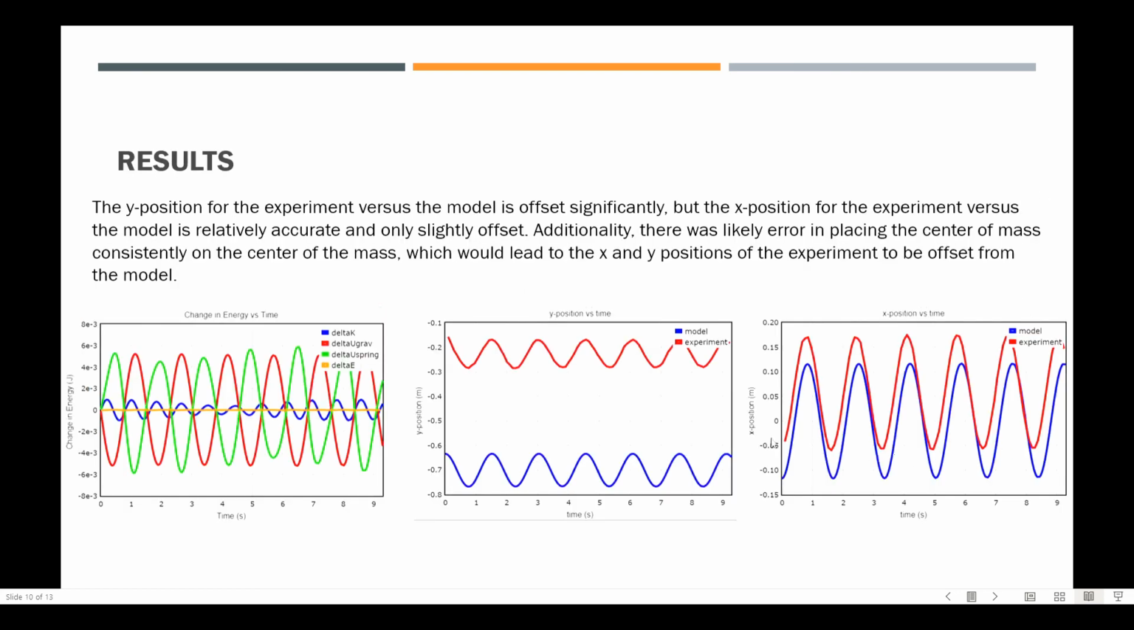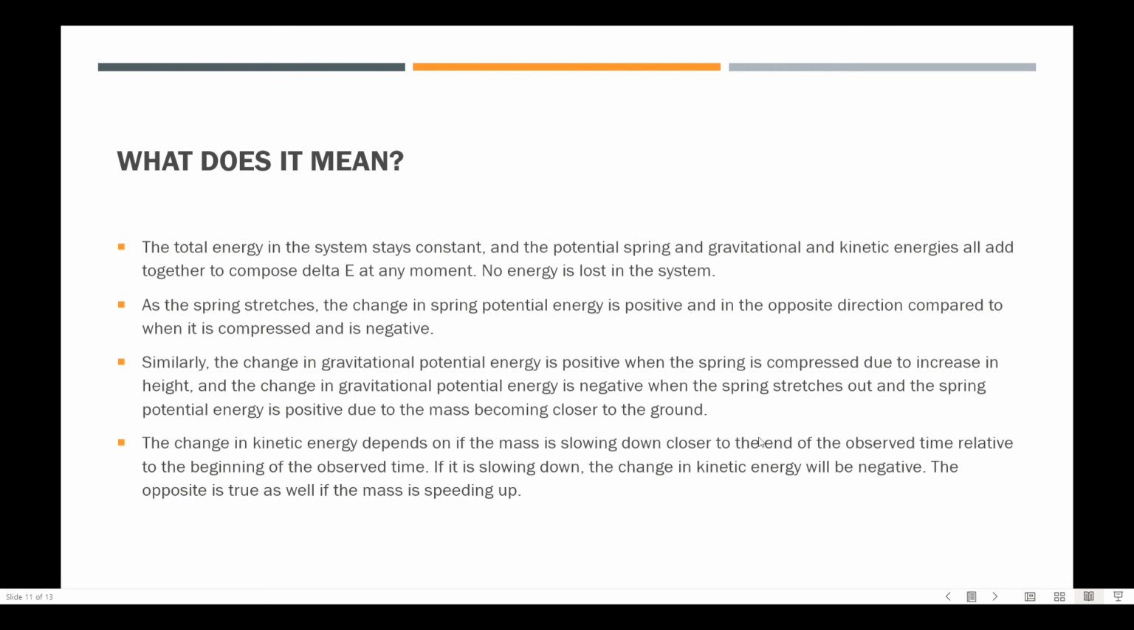Here are the results of the lab. Now what does it all mean? Total energy of the system stays constant, and as the spring stretches, the change in spring potential is positive, and in the opposite direction, when it's compressed, it's negative. Similarly, change in gravitational potential is positive when the spring is compressed due to an increase in height, and the change in gravitational potential energy is negative when the spring stretches out, and the spring potential energy is positive due to the mass being closer to the ground. And the change in kinetic energy depends on if the mass is speeding up or slowing down when you're observing it.